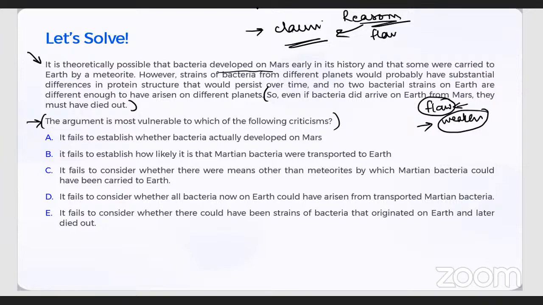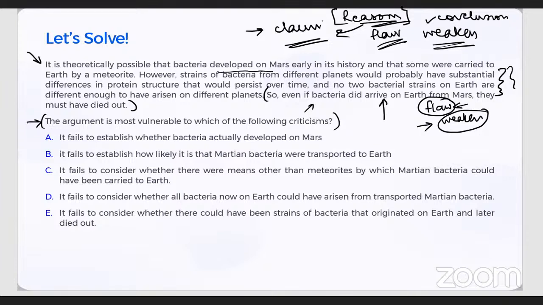So we have to figure out what is the flaw in the reasoning used to conclude that any Martian bacteria that arrived on Earth must have died. This is the claim that they've come up with. Now let me point out another difference. In a weaken the argument question, your singular focus is the conclusion, right? But in a flaw in the argument question, yes, the claim is important, but what is more important is the reasoning that has been presented, because you're figuring out the flaw in that reasoning. So only focusing on the claim is not going to be enough. We have to focus on the reasoning. Here is the reasoning. Okay.